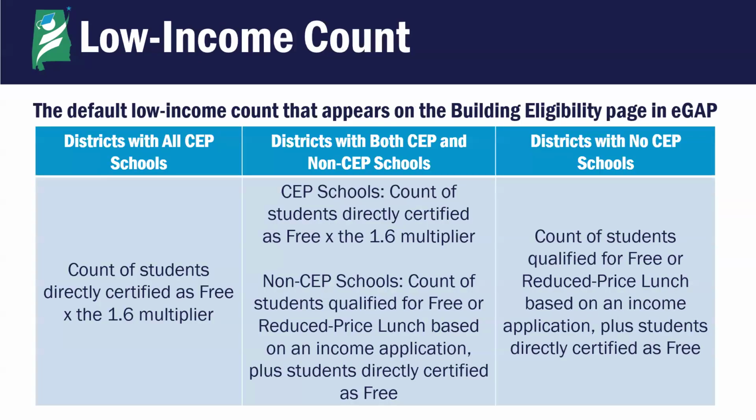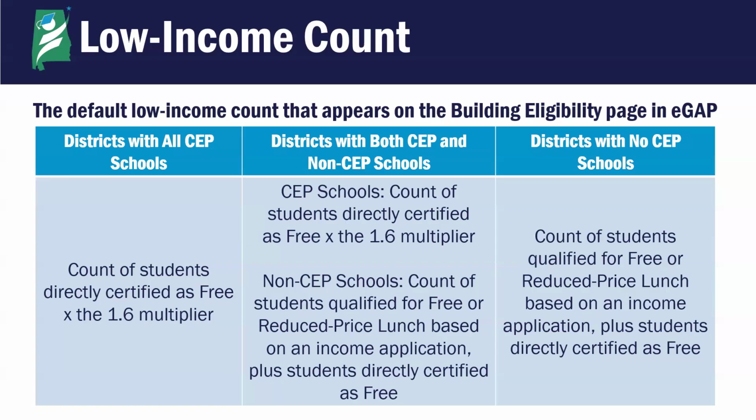Okay, let's look at that low income count and the default setting for that automatically populates on the building eligibility page in EGAP. For CEP schools, what's going to automatically appear is that count of directly certified students on that snapshot date, the third Friday in October of the previous year. And that count of students that's directly certified as free for free lunch is going to be multiplied by 1.6.